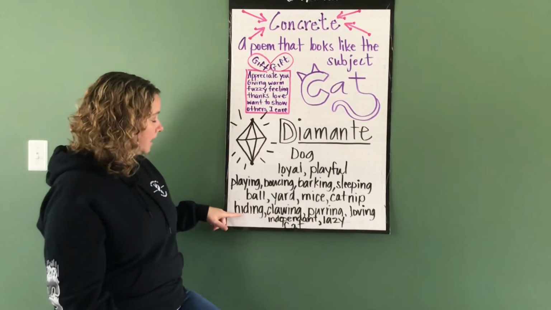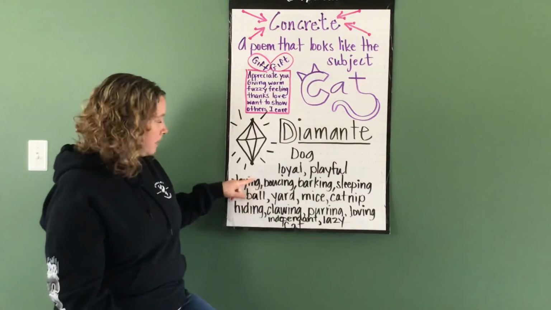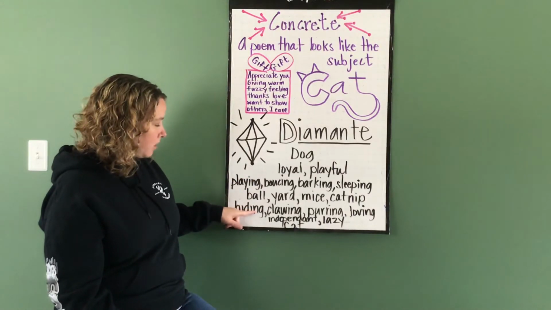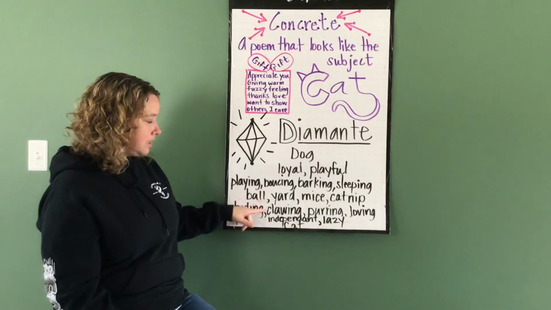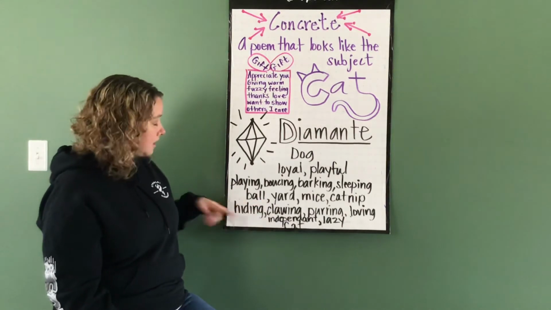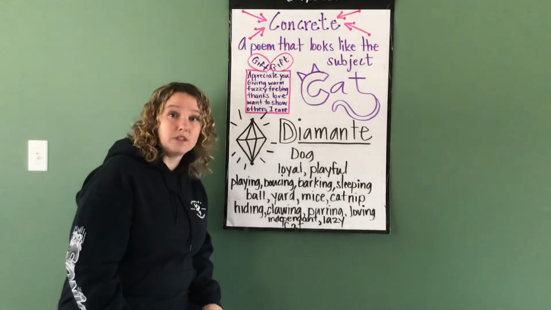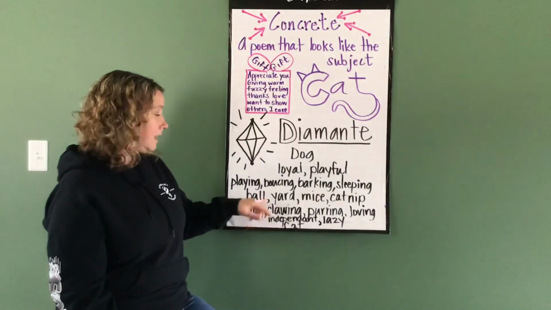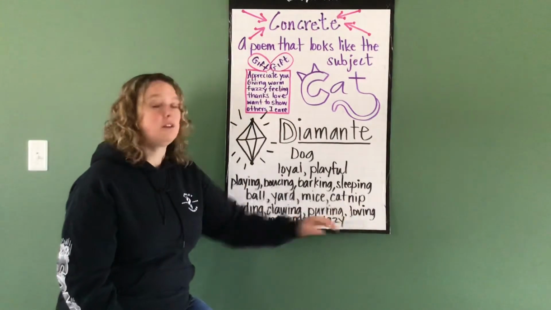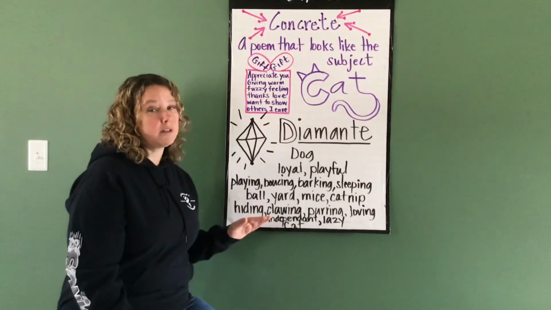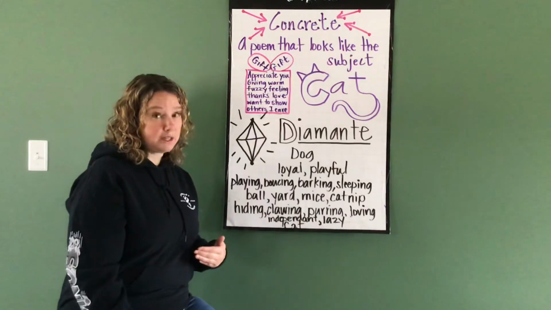Then the next line is all the ing words. See, I'm repeating. Here are the ing words. Here are more ing words. This one was about dogs. Now it's about cats. Okay, so now these ing words are about cats. They're verbs. Okay, hiding, clawing, purring, loving. You could not be talking about dogs at this point. Okay, obviously you've switched subjects.